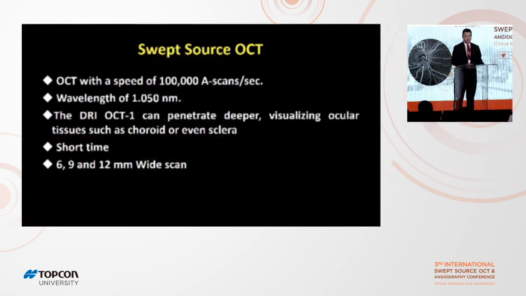So we'll know what Swept Source OCT is: OCT with a speed of 100,000 A-scans per second and a wavelength of 1,050 nanometers. So the DRI OCT, commercially available, can allow us to penetrate deeper tissues and visualize the choroid and even the sclera very rapidly. We can get scans of 6, 9, and 12 millimeters.